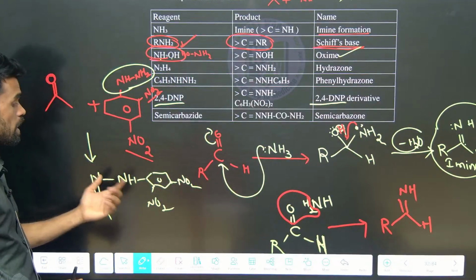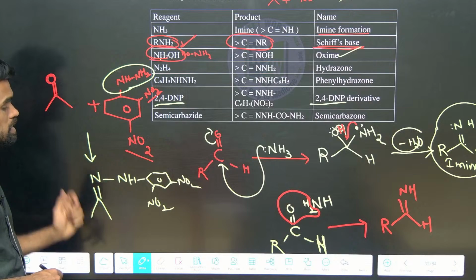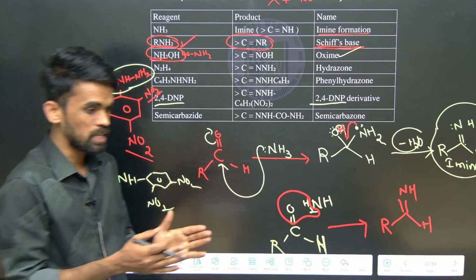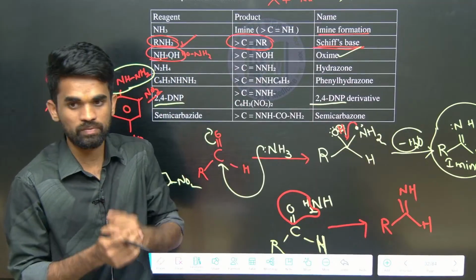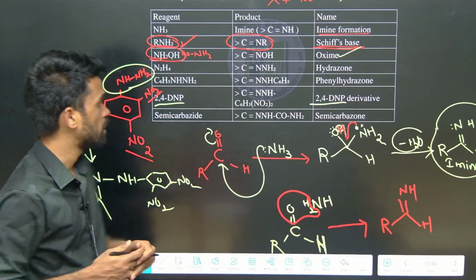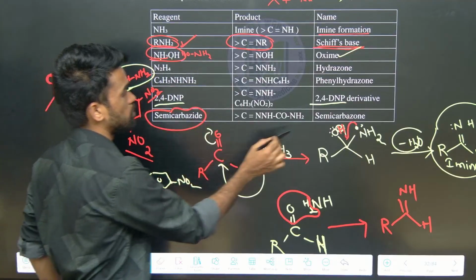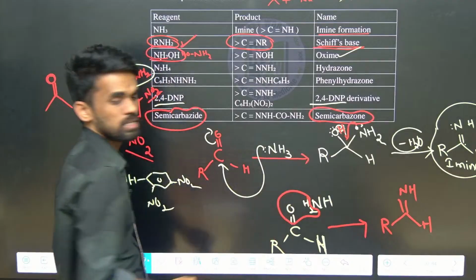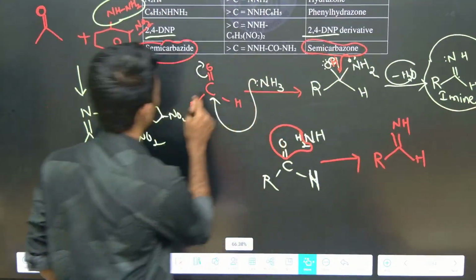This is also like a hydrazone derivative only. Using this, we can identify whether the given compound is an aldehyde or ketone by considering how it combines with other things. The next one: if it is a semicarbazide, we will get a semicarbazone. What are we going to get? Semicarbazone. So what do we mean by semicarbazide first of all?